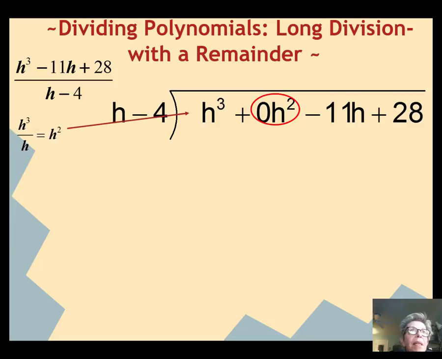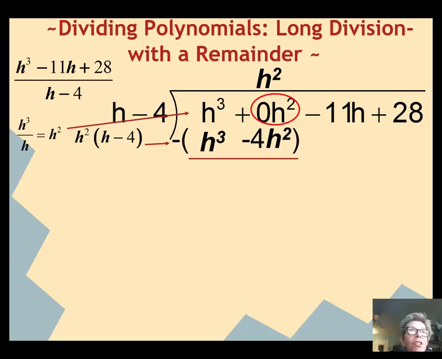So our first step is to take x to the third power divided by x. That gives us x squared. That x squared goes in our quotient above the second term. Then we multiply the x squared by our divisor, x minus 4. And that gives us x to the third power minus 4x squared because we distributed the x squared. Keeping in mind that we are subtracting because this is long division, that gives us 4x squared, then we bring down the negative 11x.